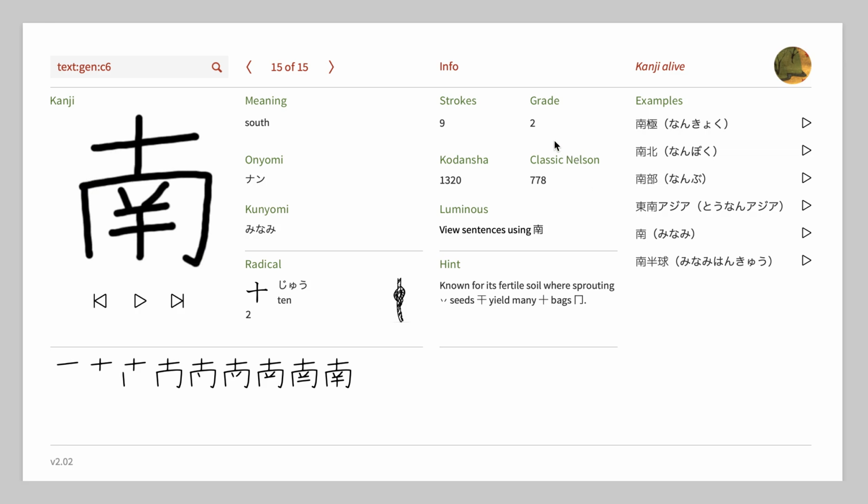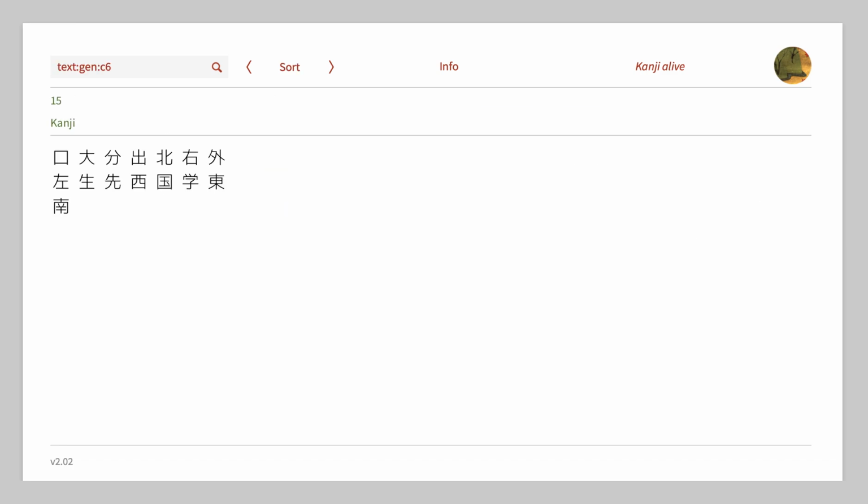Sure. Commonly used words that employ this. Let's go with Nambu, like the southern part of a country, for example. Tonan Asia, Southeast Asia. Again, literally East-South Asia. That's good for now.